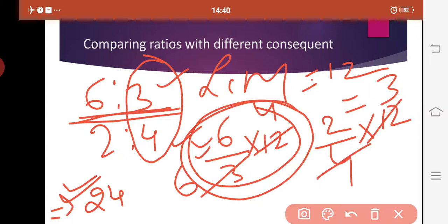Whereas in the ratios with different consequents, we will take the LCM of the two consequents. Then whatever will be the LCM, we will multiply that particular LCM with the two ratios. And then finally the number which we are getting, we will compare that number, and the ratio corresponding to that number, if it is greater, then the ratio will also be greater.